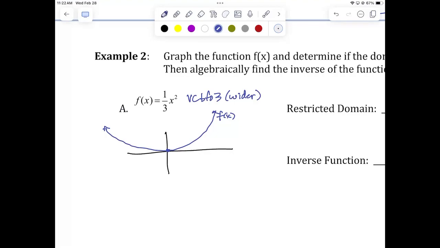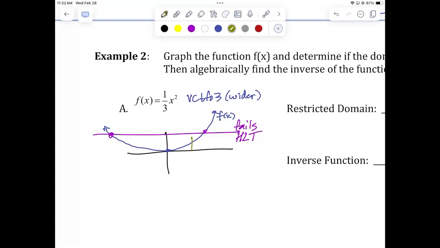It fails the horizontal line test. You can see right here, there's a point there, a point there. It fails the HLT. Are you okay with the HLT, the horizontal line test? It fails the HLT. So we need to restrict the domain, don't we? What values of x do you want to restrict it to?